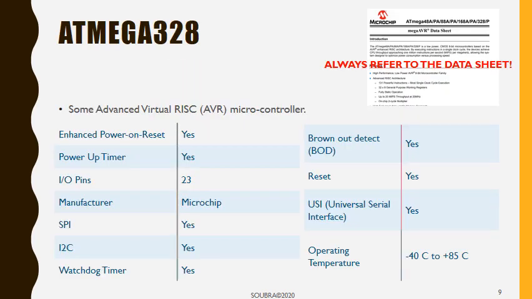All right. So we're always referring to the data sheet, and we're going to keep on seeing the different things that could be found in a data sheet. All the things that you're seeing here, we're going to see in detail later on, step by step. But for the time being, I need you to see the first, second element, and first element on the other side. So something that is called enhanced power on reset, the power up timer, and the brown out detect.